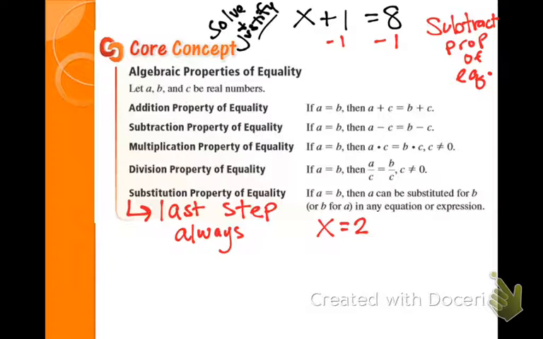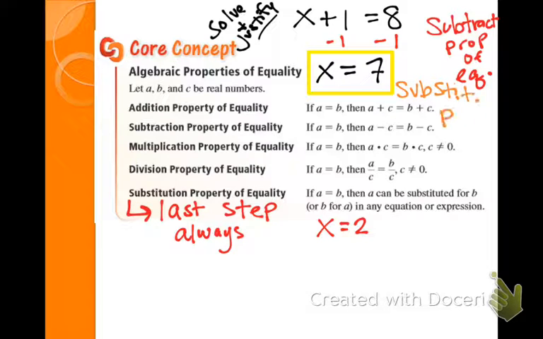Okay, so you'd write this on the side. You would keep solving. X equals 7. So anytime you get down to this last step where you have x equals a number, you're going to write the substitution property of equality. Make sense? This is what you're going to be doing.